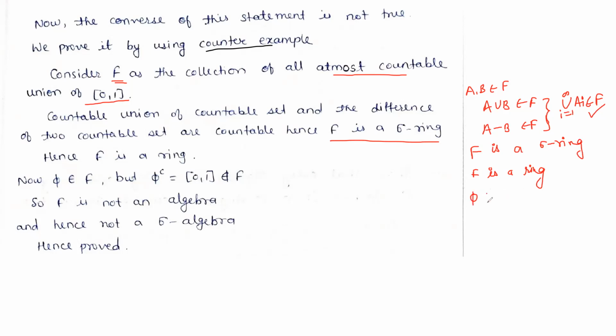Now let phi belong to F. But we know that the complement of phi is equal to the total interval, the closed interval [0, 1]. But this is uncountable. We know that every interval is uncountable, and so it does not belong to F. Now the condition that for phi belonging to F, phi complement belongs to F, has failed here, and hence this F is not an algebra.